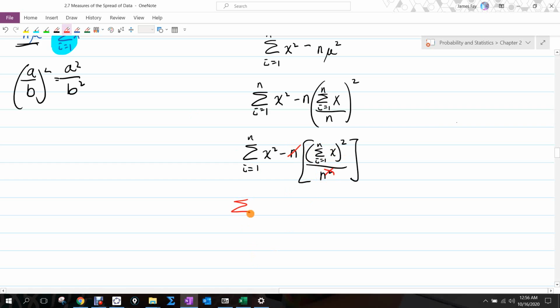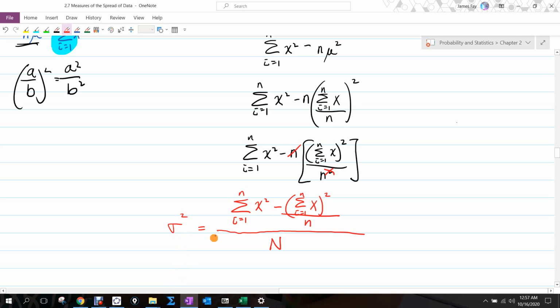And this is going to leave me with the sum from i equaling 1 to n of x squared minus the sum from i equals 1 to n of x, squared, all over n, and then all over the capital N that I was neglecting previously. That would be my variance. So it'd be sigma squared.